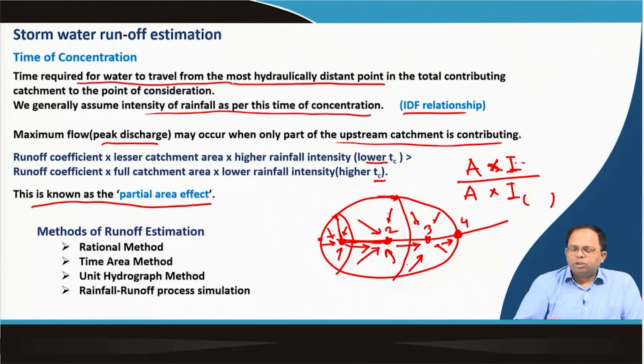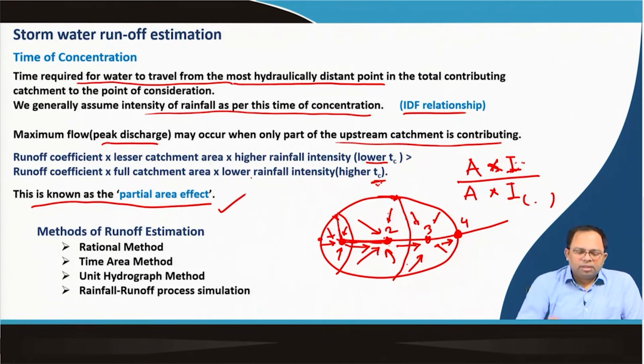Usually we assume that when the entire catchment contributes, that is the time of concentration, straightforward. But there may be some cases where we find that even though not the entire catchment, only a partial area of the catchment is contributing, the time of concentration would be lower, but because of the higher intensity at that time of concentration, we may end up with higher flow. So, that could be a possibility. That is called the partial area effect.